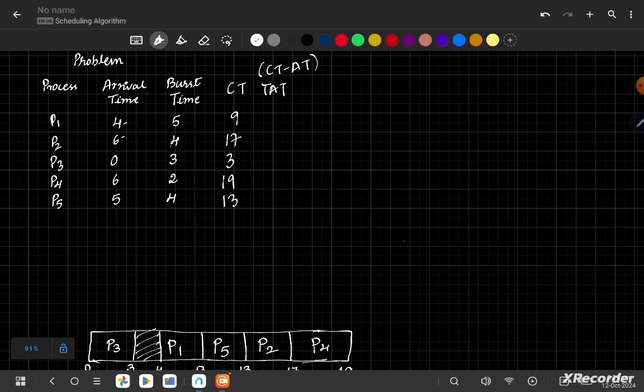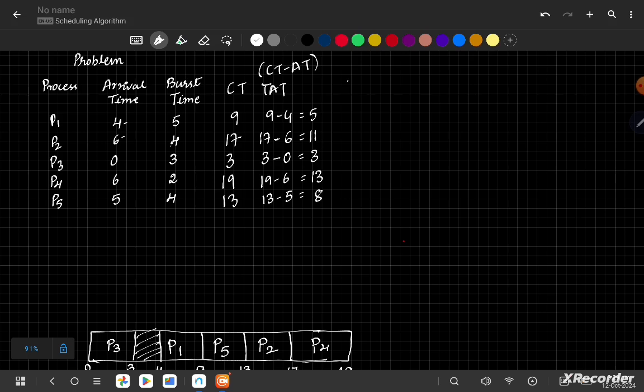So completion time for P1 is 9. Arrival time is 4. The answer will be 5. Completion time is 17. Arrival time is 6. It will be 11. Completion time is 3 and arrival time is 0. The answer would be 3. 19 minus 6 will be 13. 13 minus 5 will be 8. So this is the final turnaround time for every individual process.